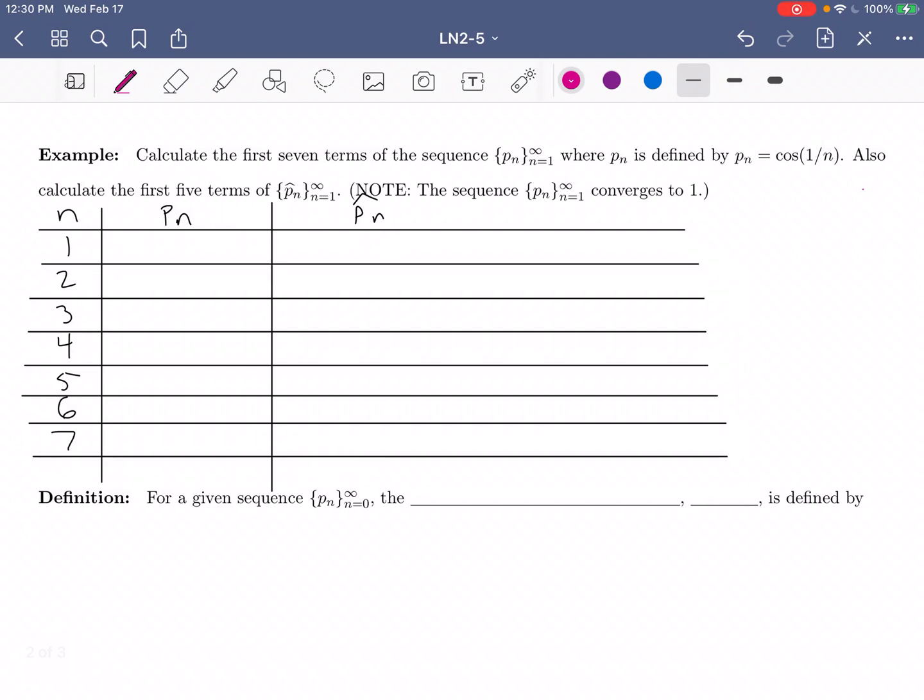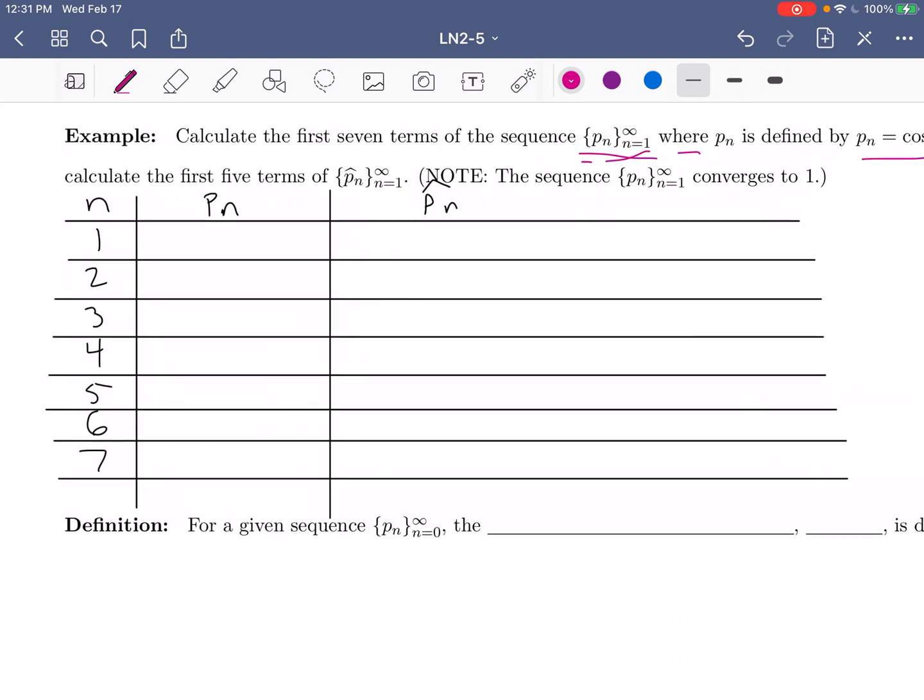In this video, we're going to take a look at an example of Aitken's method. So we're going to take a look at this sequence, where p sub n is the cosine of 1 over n, starting with n equals 1. We're going to find the first 7 terms of that sequence, and then we'll find the first 5 terms of the sequence using Aitken's method for p hat.